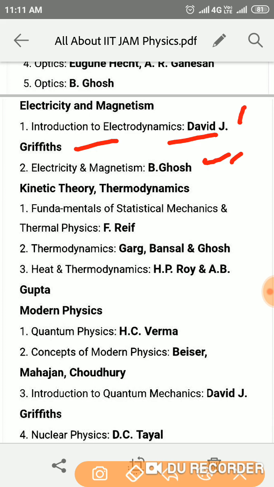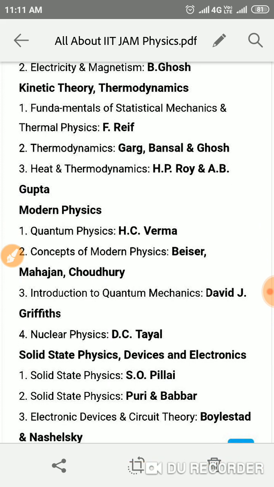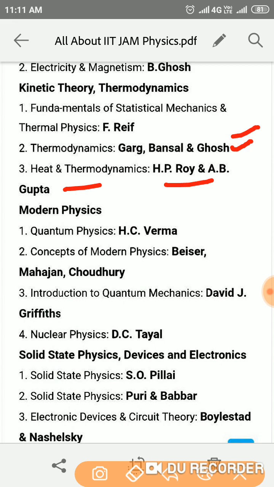Now moving to the next part, that is kinetic theory and thermodynamics. For kinetic theory and thermodynamics, refer to Garg, Bansal and Ghosh. That's a very good book. Or you can refer to HP Roy and AB Gupta. But if you ask me, I will say go for Garg, Bansal and Ghosh. And for StatMech, the syllabus of StatMech is not that much in JAM. So you can refer to some internet resources, or if you insist on referring to a book, then I will recommend Reif.